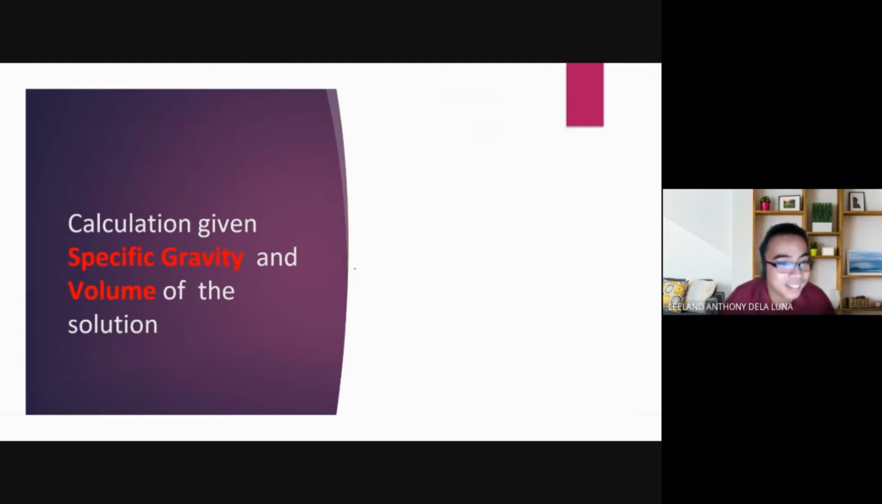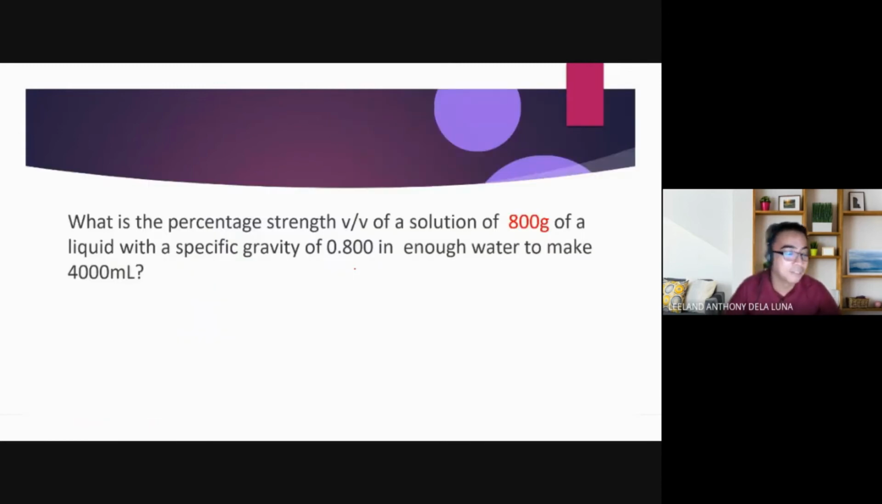Ito na yung next topic natin. Calculations given specific gravity and volume of the solution. Yan, may specific gravity na involved. Right? So here, what is the percent strength, volume per volume, of a solution of 800 grams of liquid with a specific gravity of 0.8 in enough water to make 4,000 ml?